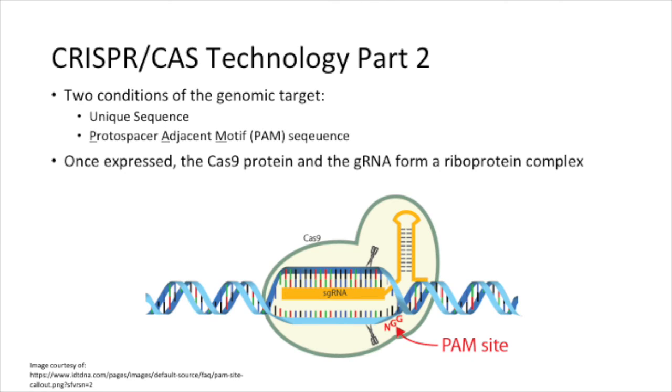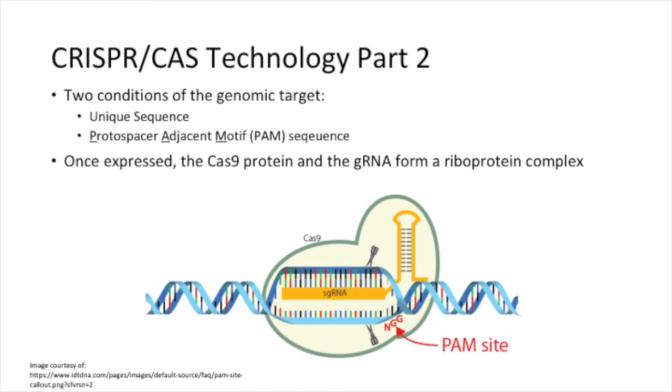The genomic target can be any 20 nucleotide DNA sequence, providing it meets two conditions. The sequence is unique compared to the rest of the genome, and the target is present immediately upstream of a protospacer adjacent motif, or PAM sequence. The PAM sequence is absolutely necessary for target binding, and the exact sequence is dependent upon the species of Cas9. This sequence from 5' to 3' is NGG.